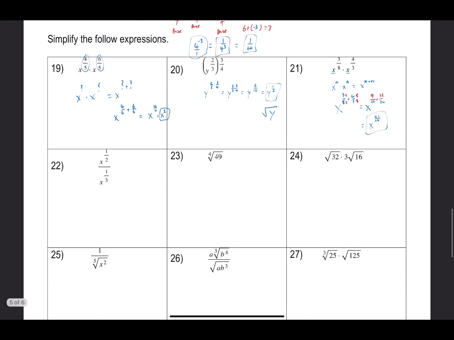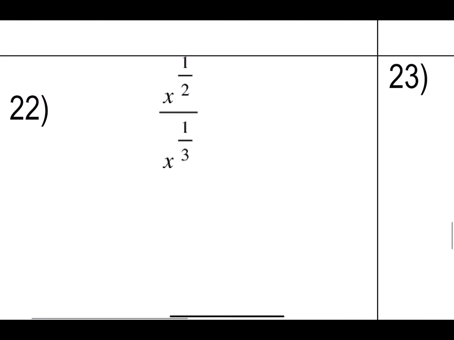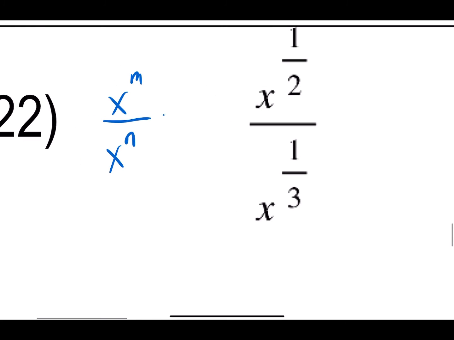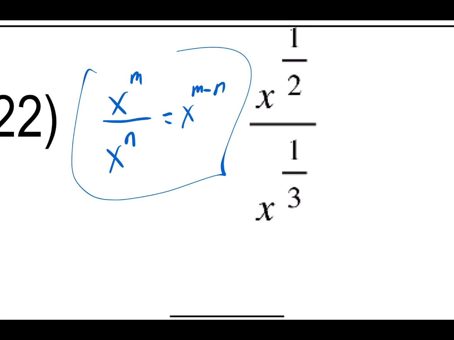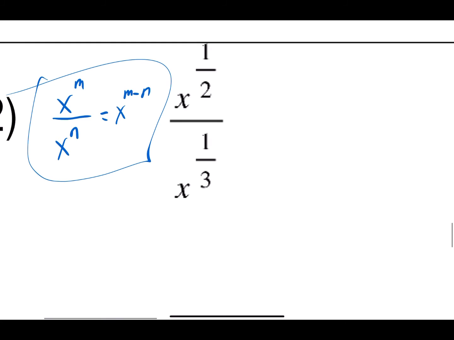22. A like base divided by a like base. Top exponent minus bottom exponent. This fact remains. It just happens to be the exponents are 1/2 and 1/3. So we have top 1/2 minus bottom 1/3. Which, subtracting fractions, we also need a common denominator.